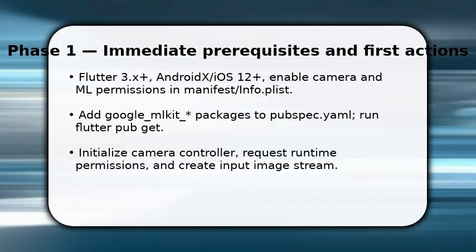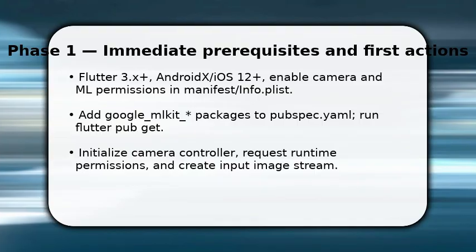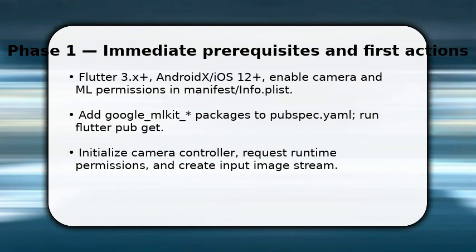Next, instantiate a camera controller, request runtime permissions, and create an input image stream from camera frames. Once done, set up a basic analyzer callback that converts frames into input image objects. This immediately lets you feed data into ML Kit.